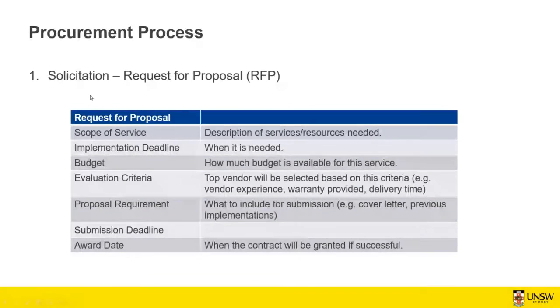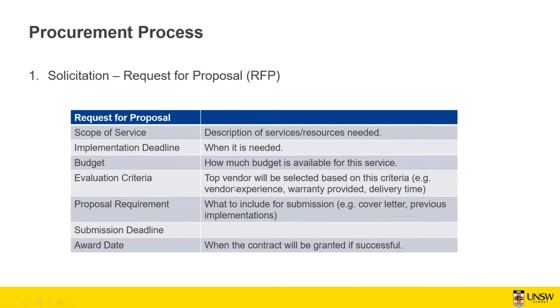So the first step is the request for proposal or solicitation. You need to describe the scope of service, what services, resources or materials you require, then the implementation deadline, when it's going to be needed, and the budget, how much budget is available for this service. When you ask for proposals, people may provide different budgets, but you provide the cap, so they cannot put a budget that is over your estimation. They can, but they probably get a very low score and may not get selected.